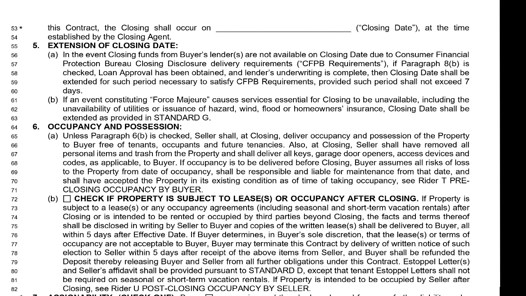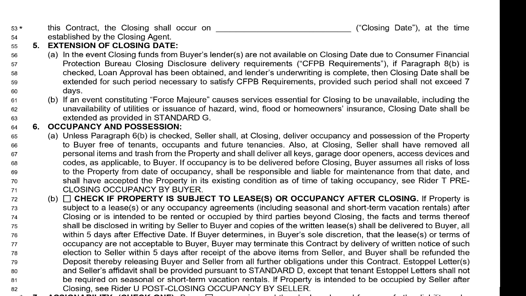If a property is subject to lease or occupancy after closing, then 72B must be checked, and a copy of the lease agreement or occupancy must be included. So examples, a lot of common examples last year were post-occupancies by the seller. So seller would close and then agree to stay in the home for 30 days after closing. If that is going to happen, then B must be checked. If there's an investment property where there's a lease in place, then B must be checked.